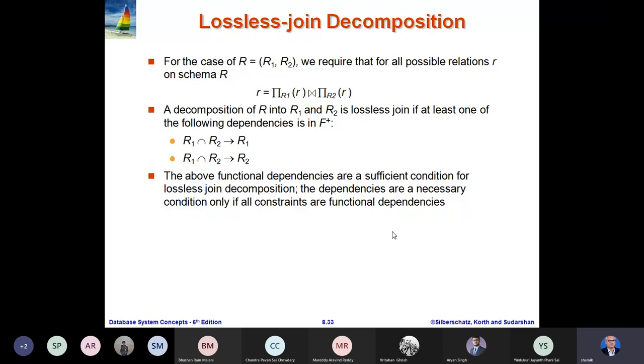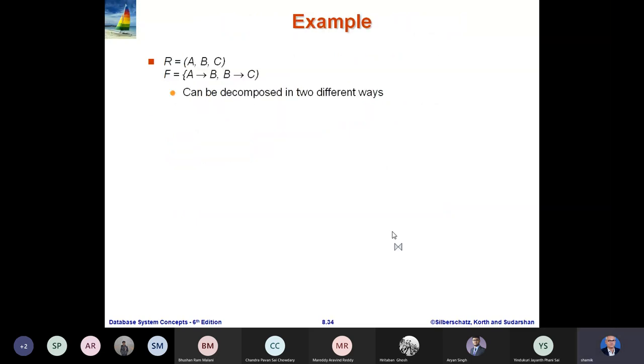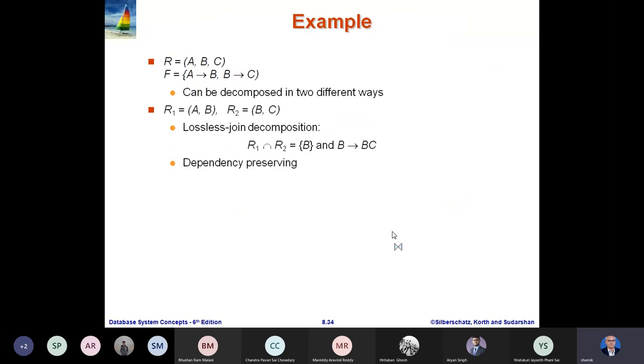If so, then the decomposition will be lossless, and this is sufficient if we are only talking about functional dependencies and not having multi-valued dependencies. So let us look at this example.